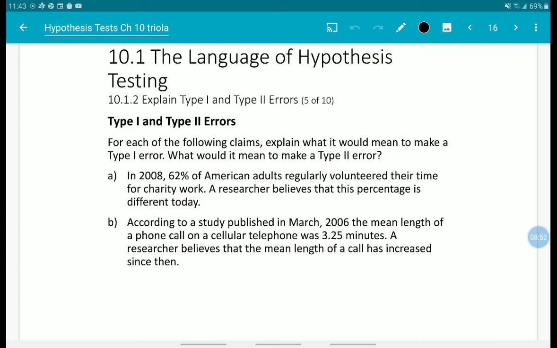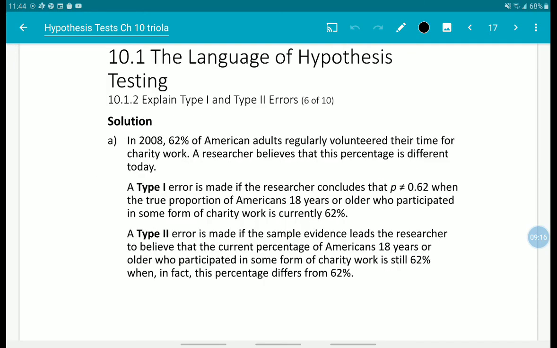So when we talk about type 1 and type 2, I'm just going to talk about one of these. Let's look at that first one. So here's the scenario that's going on. In 2008, 62% of American adults regularly volunteered their time for charity work. The researcher believes that this percentage is different today. We want to talk about what would the type 1 and type 2 error look like.